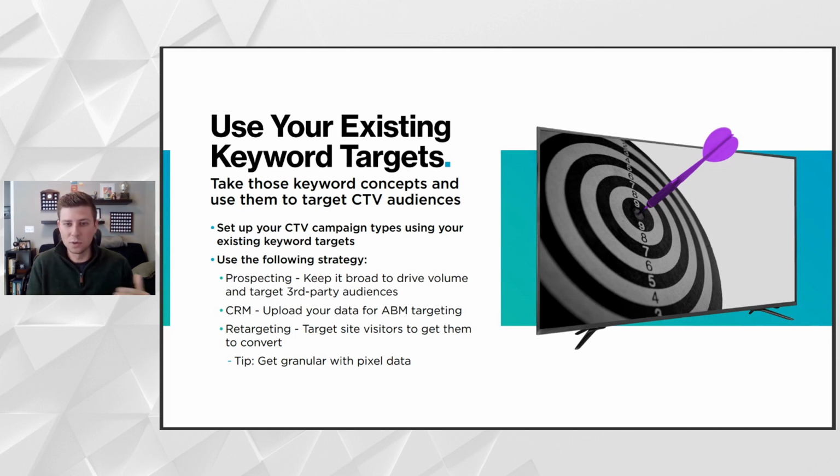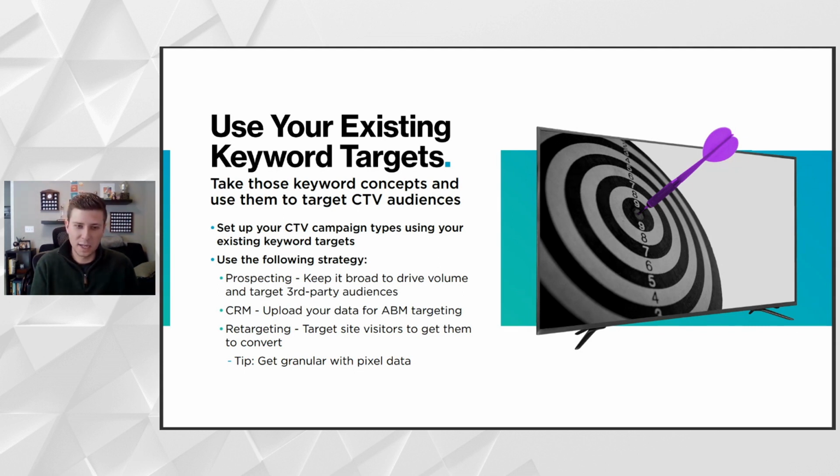For CRM, you do have the ability to upload customer lists to the Mountain platform and match against those users and target them on the TV screen, which is likely not something you're doing right now. That's not an area where you're reaching this high value list that you've identified as a business. So think about segmenting your campaigns potentially at the CRM level. And then of course we talked about retargeting as well.